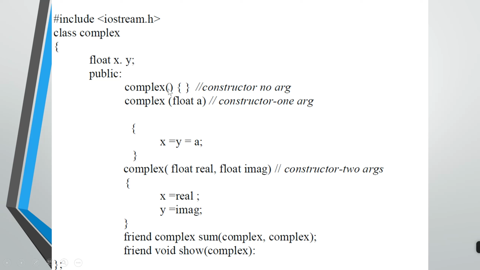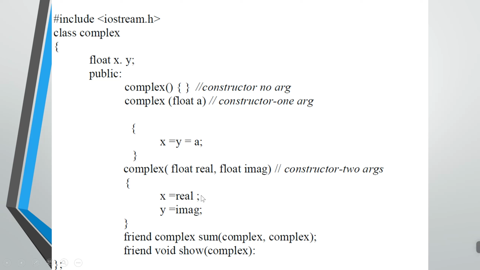Now I have a default constructor with no definition. Then I have a complex with the float A. There are two different parameterized constructors: one with only one argument, another with two different arguments, real value as well as imaginary value. Here there is only one value shared among real and imaginary, but here you have a different value for real and a different value for imaginary.